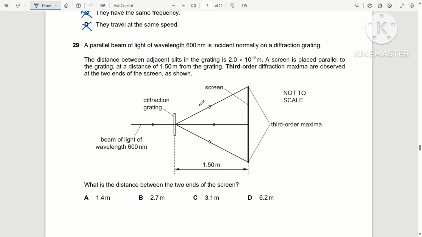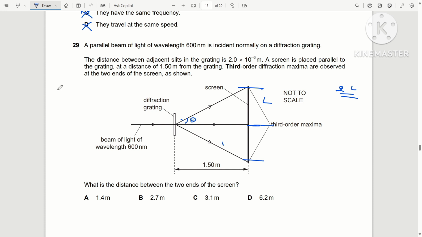Third order diffraction maxima are observed. What is the distance between the two ends of the screen? So you have to find this distance. Now this is exactly midway, right? So if we find this distance L, then the total distance will be equal to 2L. So let's say here is the angle theta formed.